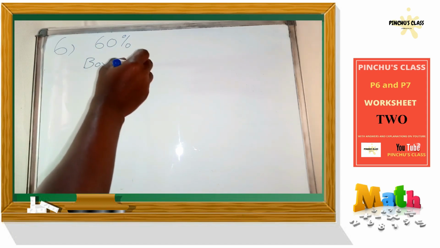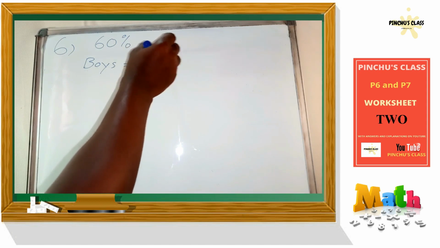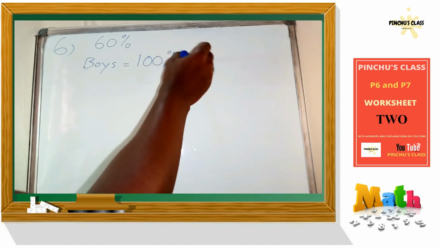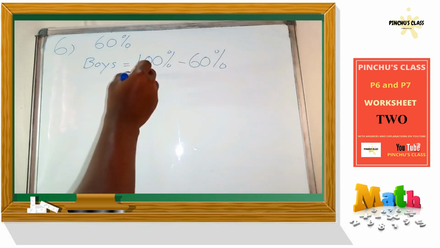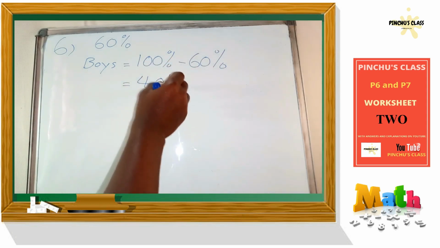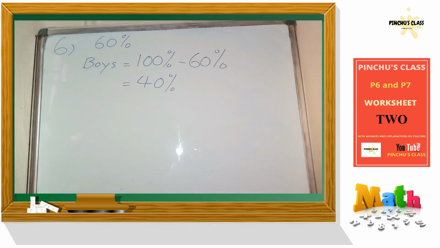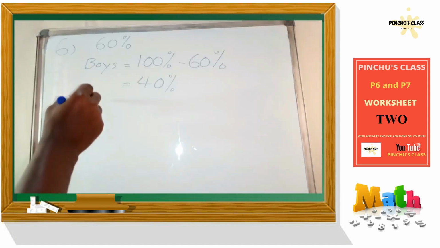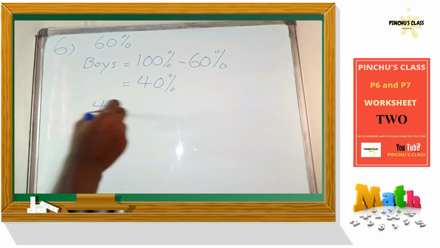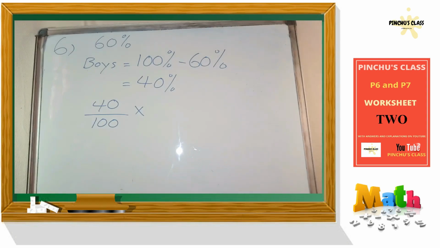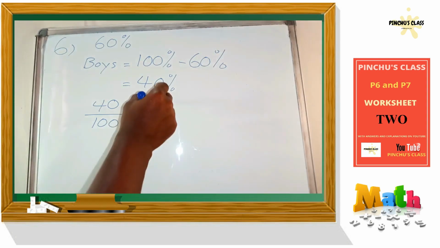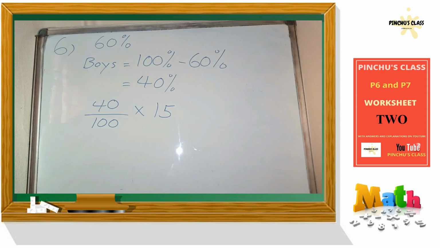So to get the percentage of boys, we're going to get the total percentage, which is 100% minus 60%. Therefore 100 minus 60 is going to be 40%. After getting the percentage of boys, we are going to find the number of boys in the school. So it's going to be 40%. Remember, 40% is the same as 40 out of 100 times the number of children, which is 1,560.